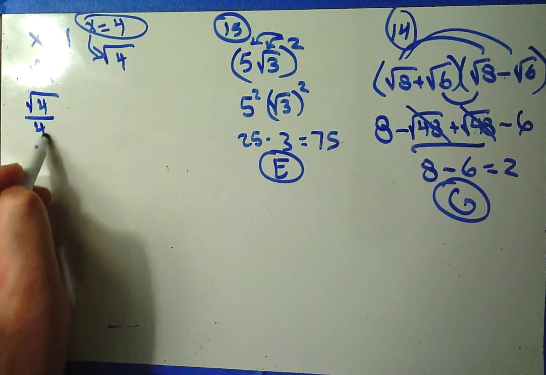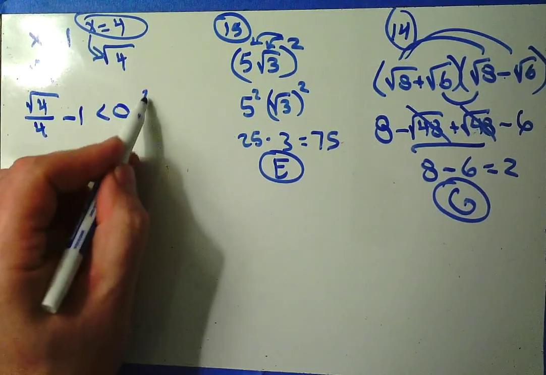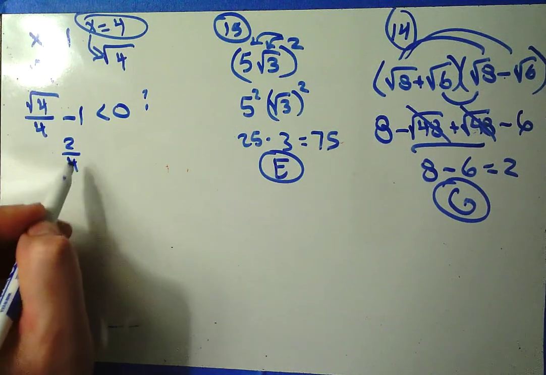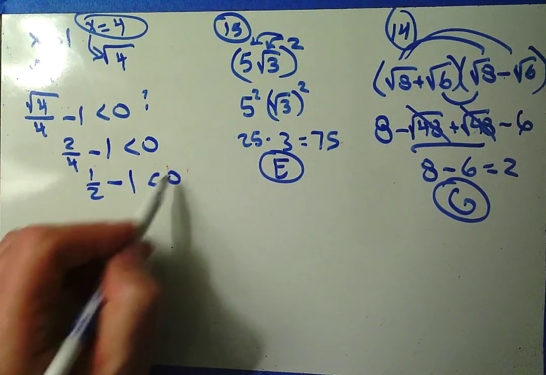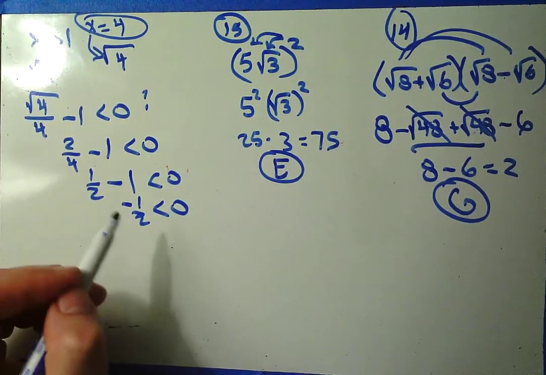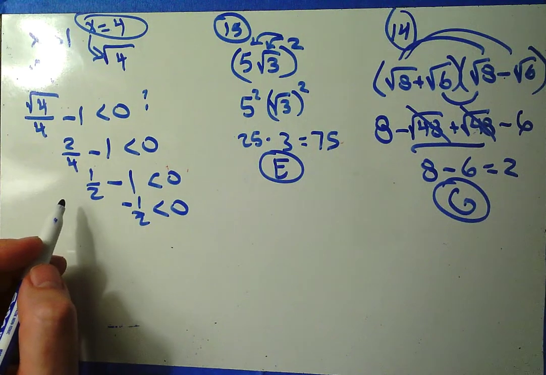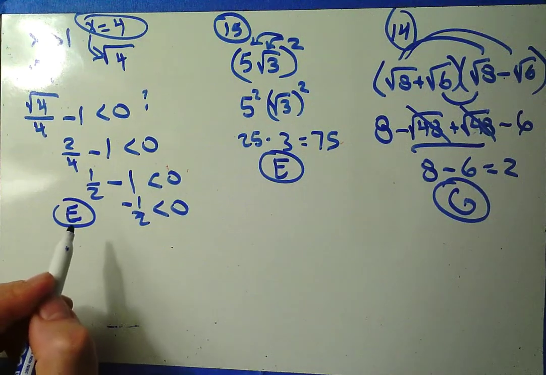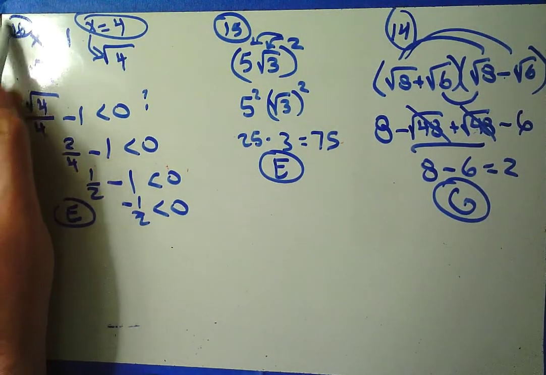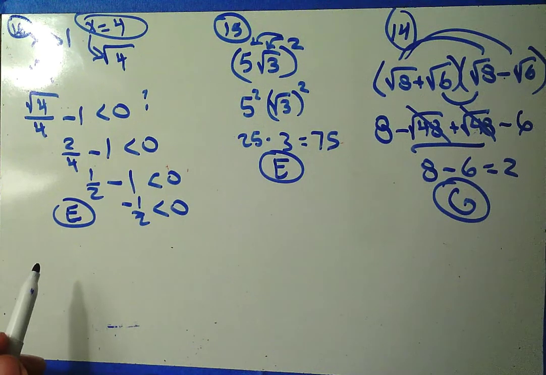Square root of 4 over 4 minus 1, is that less than 0? Well, that's 2 over 4 minus 1, which is 1/2 minus 1. Well, that is less than 0. So I'm not going to go any further checking the others, but I did, and no, they don't work with 4. And so E is my answer for number 16. Number 16, the answer is E. E for 16. And this is one of those where I picked a value and plugged it in. I would have plugged it in for the others if I didn't find it in the first one.